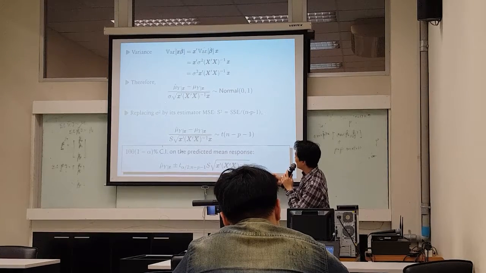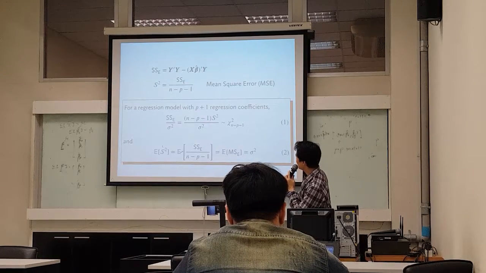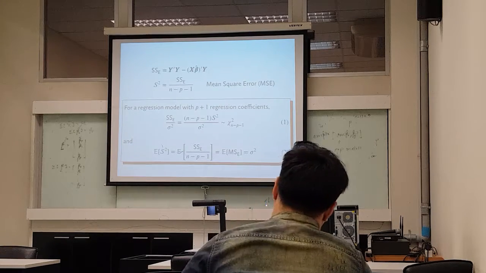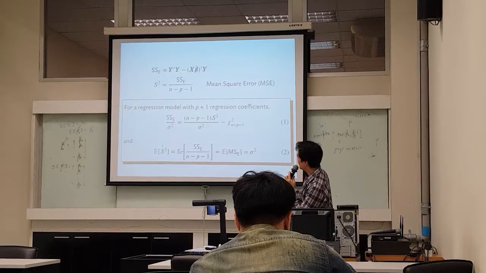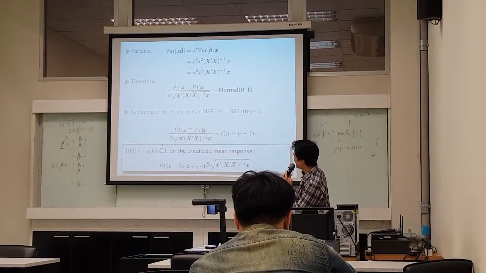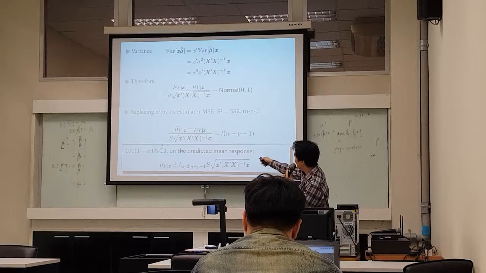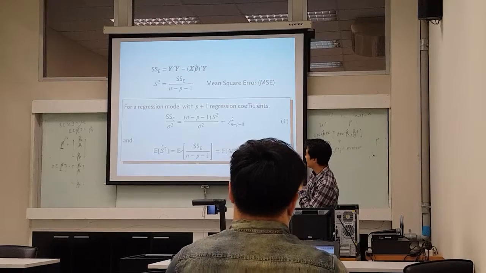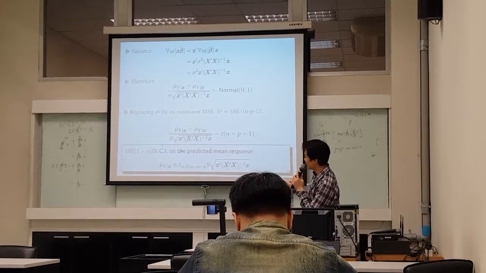If you replace sigma by the sample standard deviation S, we know from this result that you can use the square root of the mean square error as the estimate of sigma. Then this whole thing has a t distribution with n minus p minus 1 degrees of freedom. This n minus p minus 1 is this term.